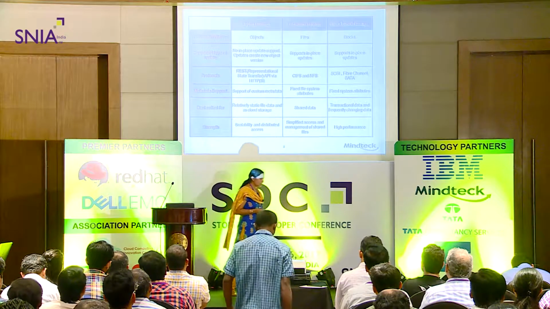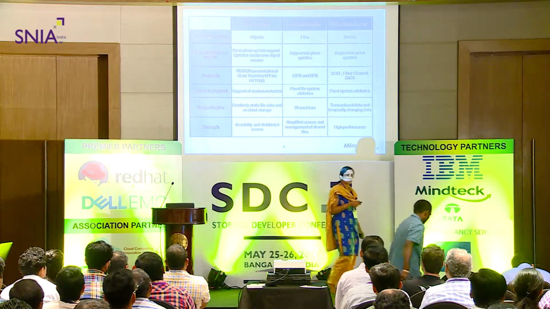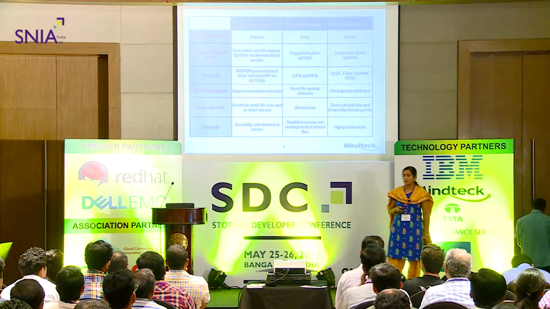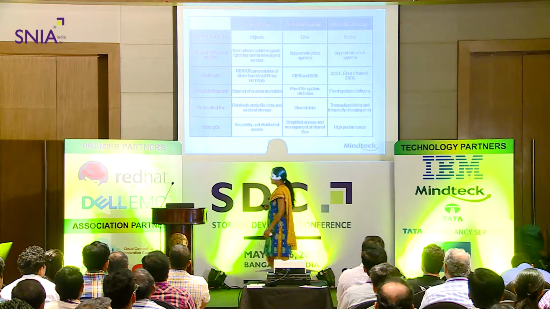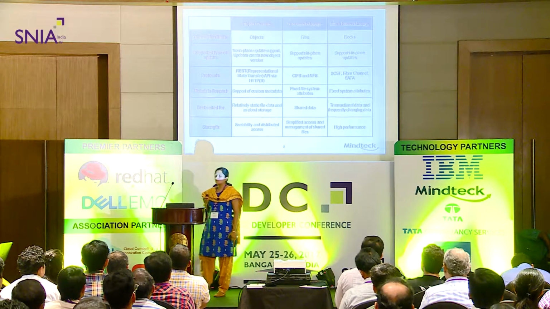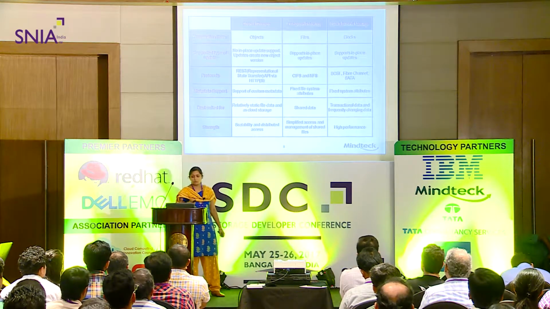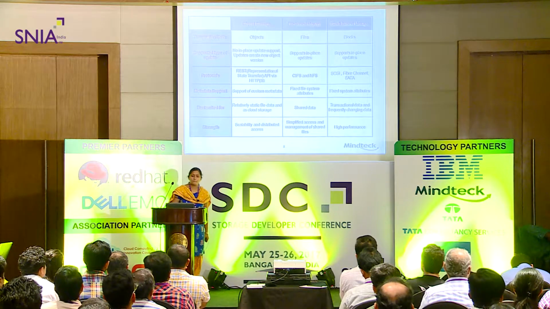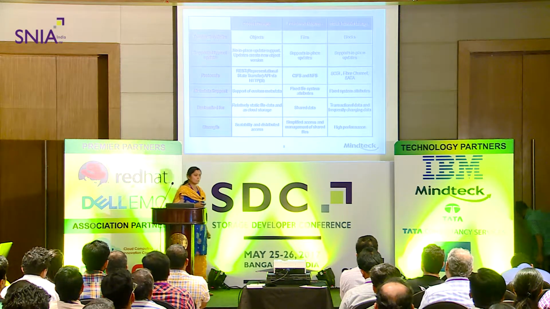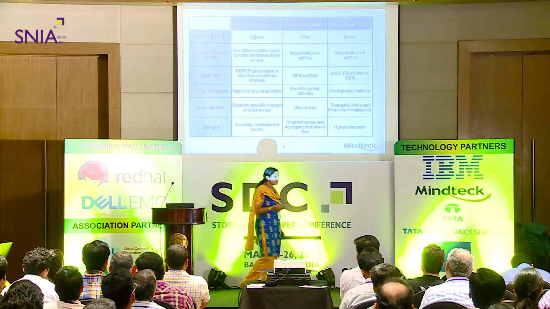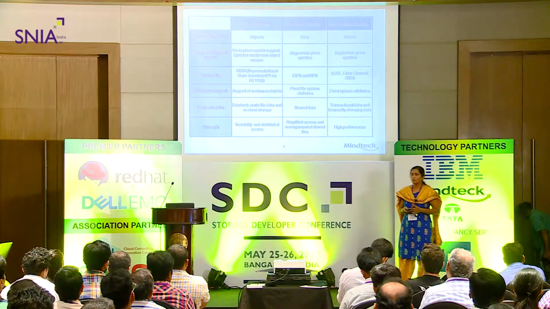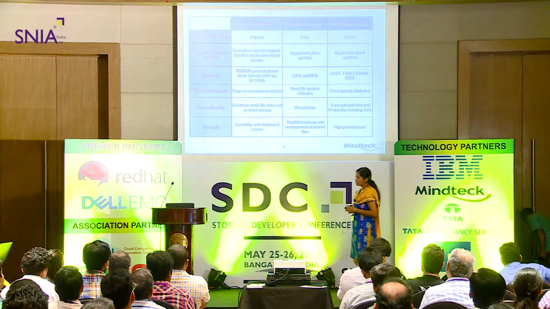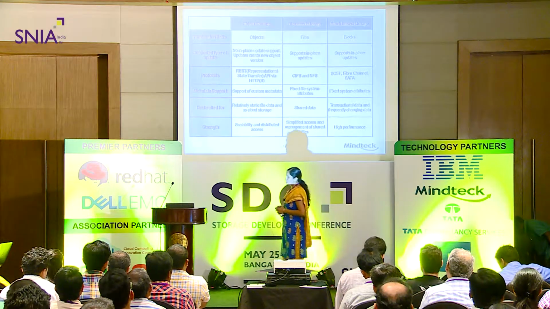Now, let us see what is the difference between traditional storage as well as object storage. When I say traditional storage, I'm going to cover the file-based storage and the block-based storage. Firstly, the transactional units. In case of object storage, the unit would be in the form of object. In case of file and block, it would be files and blocks respectively.